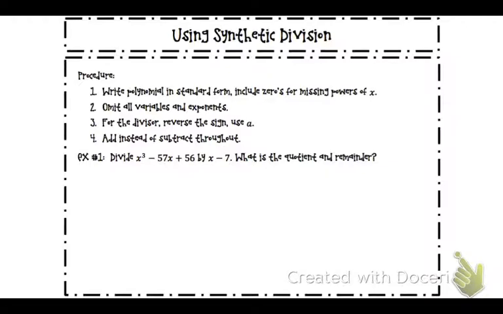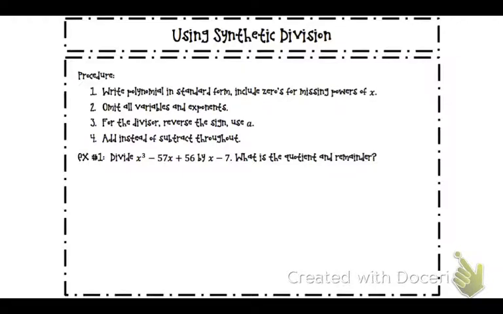So the first thing, you have to write the polynomial in standard form, always. Omit all variables and exponents. For the divisor, reverse the sign of a, and add instead of subtract throughout. Sorry, that was really hard to read for some reason.